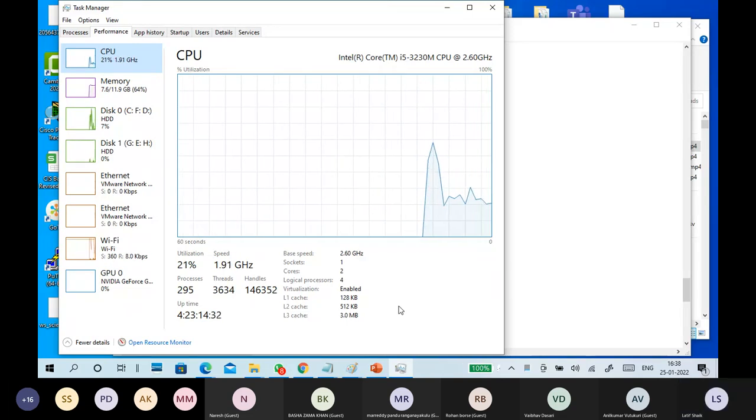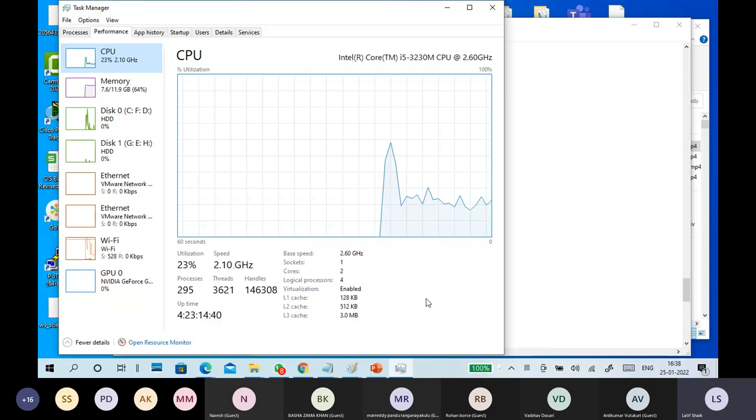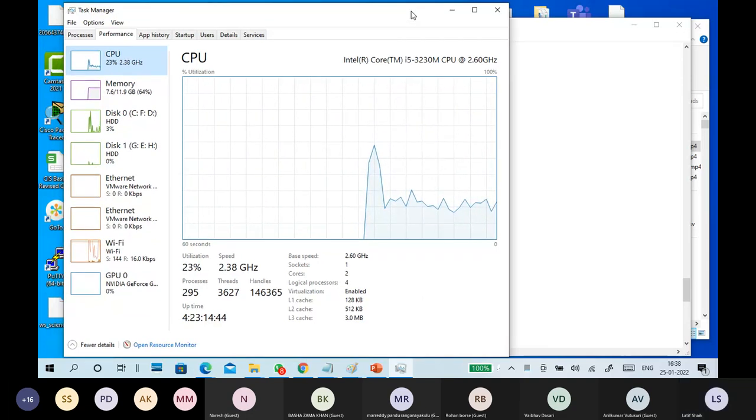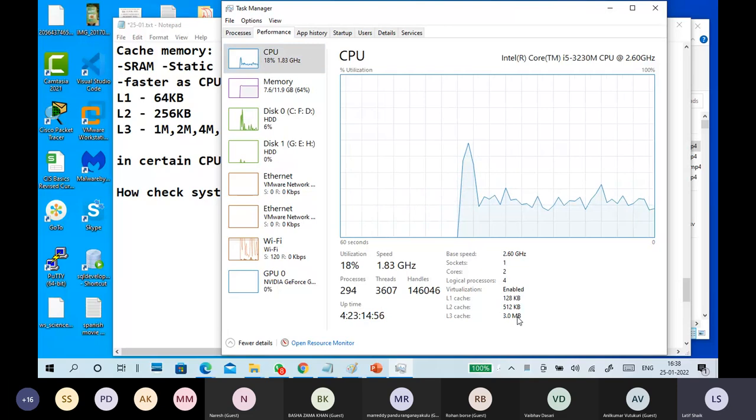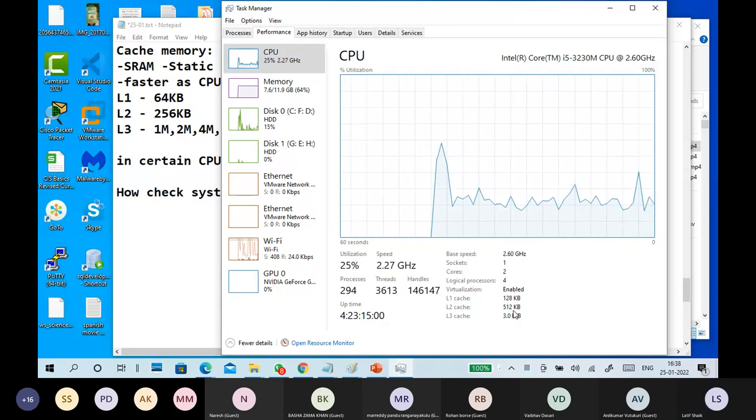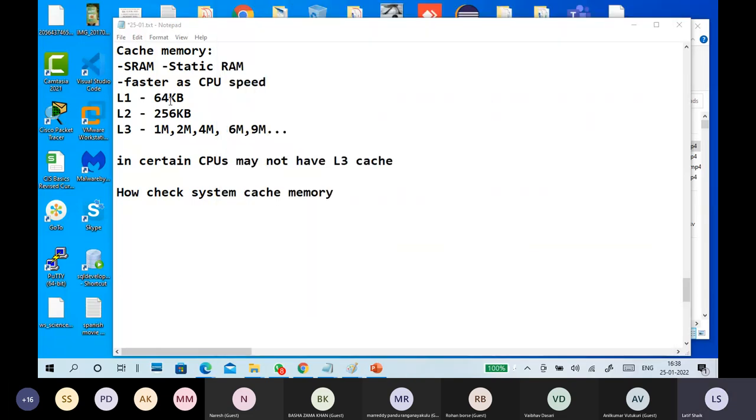I think I've written it the wrong way, I will change it again. So this is your L1, L2, L3 cache memories. It depends on the processor and may change. I gave 64 KB and 256 KB, but I have 128 KB, 512 KB, and 3 MB L3 cache memory. This is how you can easily check. I'm giving an example from my system only. It is not a standard, guys, so you have to verify for different types of CPUs. But L3 cache is much bigger than all other types of caches.